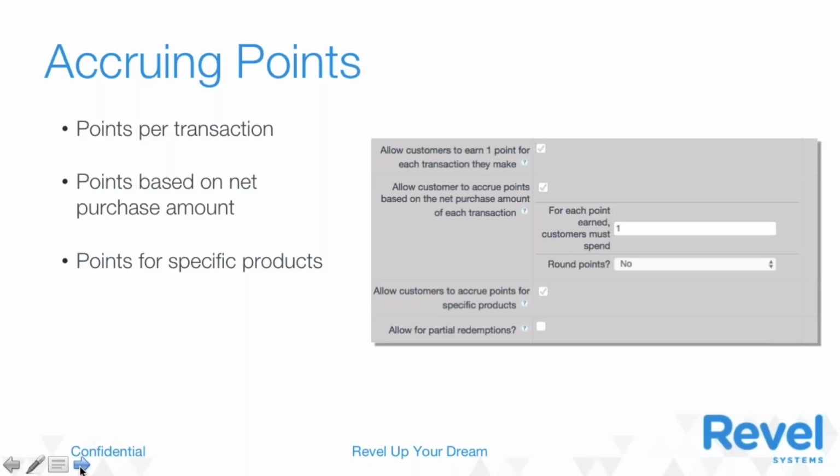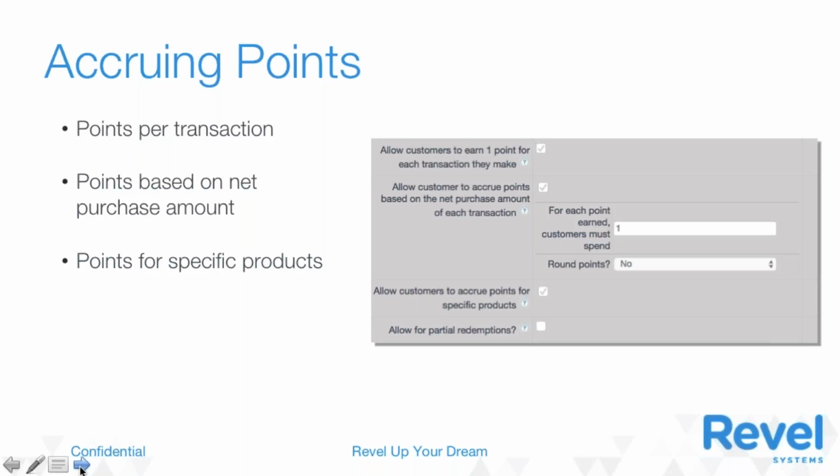The other option you see there is for each point earned, customers must spend, in this case, $1. You can up that if you want to. Customers will earn a point for every $2 they spend, and you can also round those points if you want to. So it's up to you on how you want that to work.